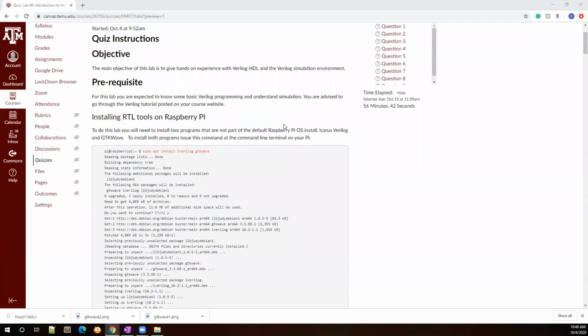Howdy guys, from Lab 6, we will start to implement Verilog simulation. Since you already took 248 before, I think you're already familiar with how to use Verilog. First, we need to install iVerilog and GTKWave on the Raspberry Pi board with this command.